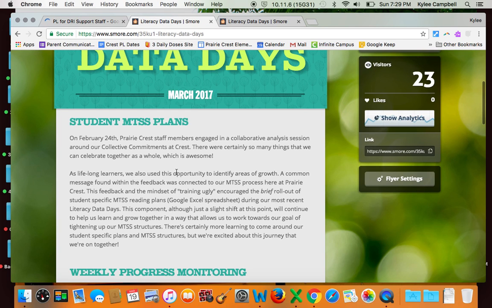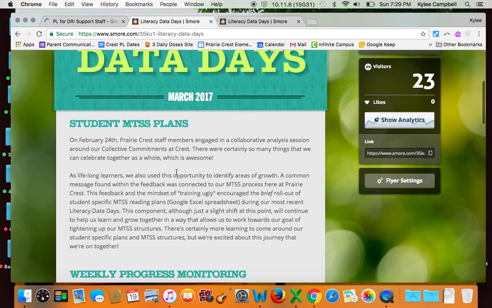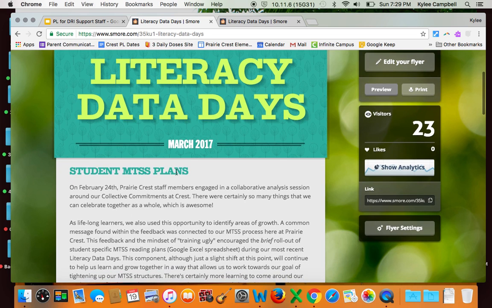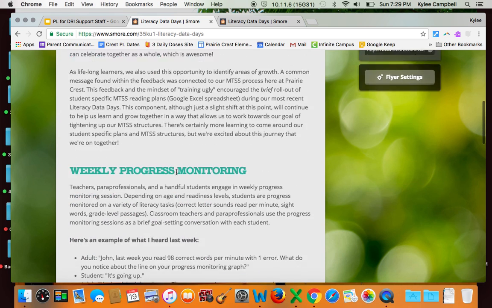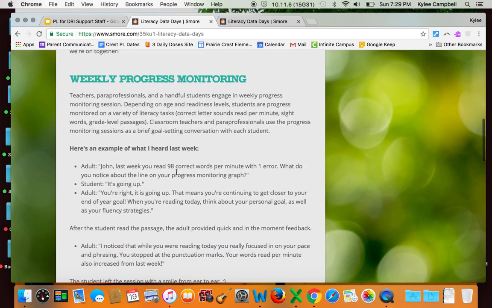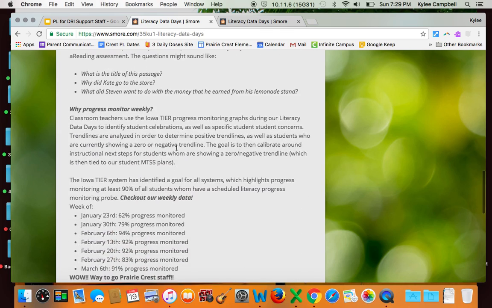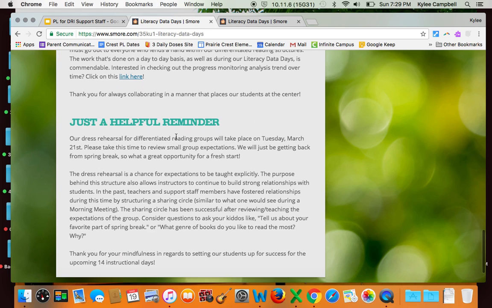In the email you will find a link to a Literacy Data Day flyer, like a newsletter. If you have an opportunity, it would be neat to take a quick look at it to see what's going on in our Literacy Data Days and what teachers are doing with the progress monitoring graphs.